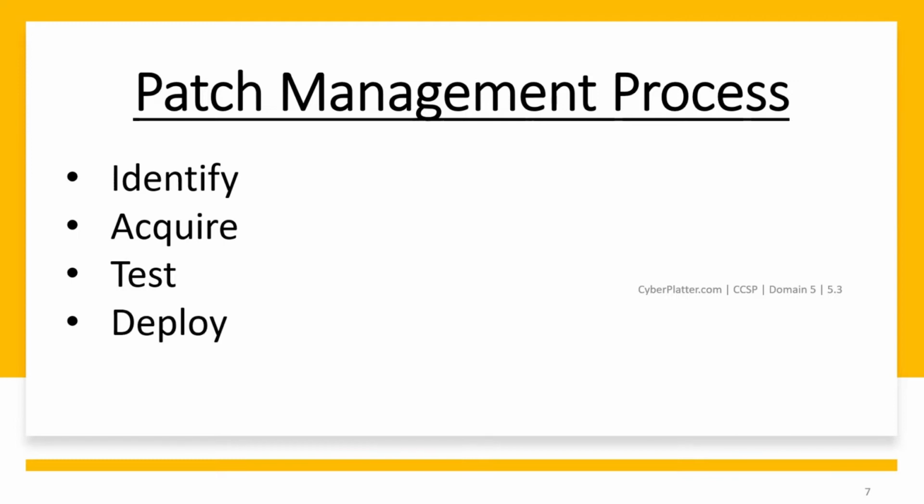So the next step is deploy. Remember that all of this process should be included in the configuration management process. There should be a plan for this. There should also be risk management in case of unexpected outcomes after applying patches. That is a rollback plan, how it should be done. Once we have acquired and tested our patches, we can go ahead and deploy them across the production environment.